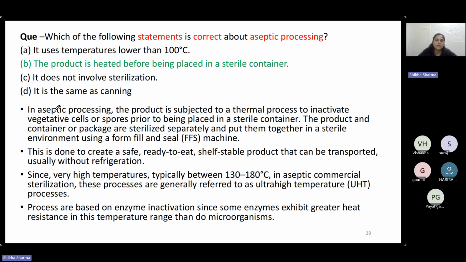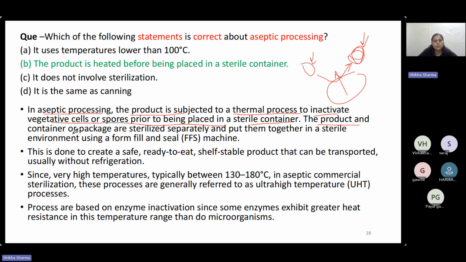So basically, in aseptic processing, the product is subjected to a thermal process. First the product will be heated to inactivate the vegetative cells or the spores prior to being placed in a sterile container, and the container will also be sterilized separately. So the food product is sterilized separately, then the container is sterilized separately. The food product is placed into the sterile container in a sterile environment also. So the environment will also be sterile.